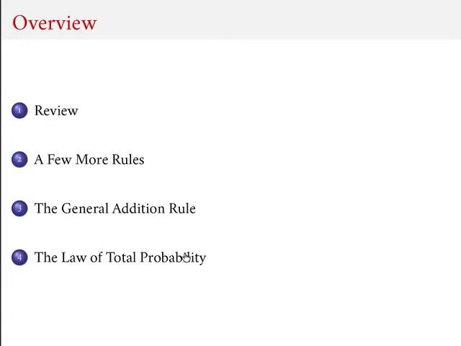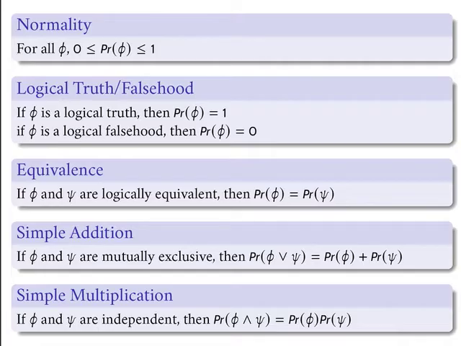Finally, the final rule which we will see today, the law of total probability, is an essential stepping stone towards understanding what's been called Bayes' theorem. And Bayes' theorem is the focus of the next lecture on Wednesday. So let us begin with some review of the rules we have already seen.